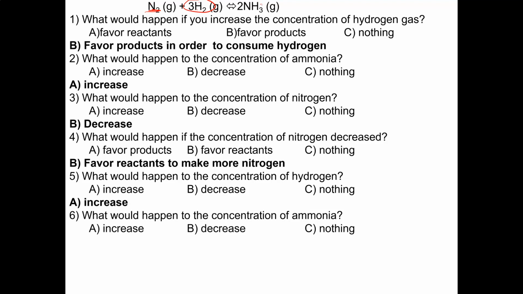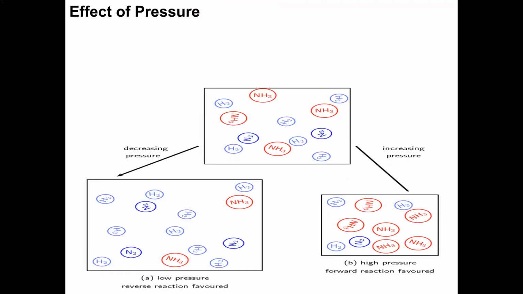What happened to the concentration of ammonia? Well, in order to go to the reactants, you're going to consume products. So, of course, the amount of ammonia is going to go down over time. So those are the scenarios that are possible.